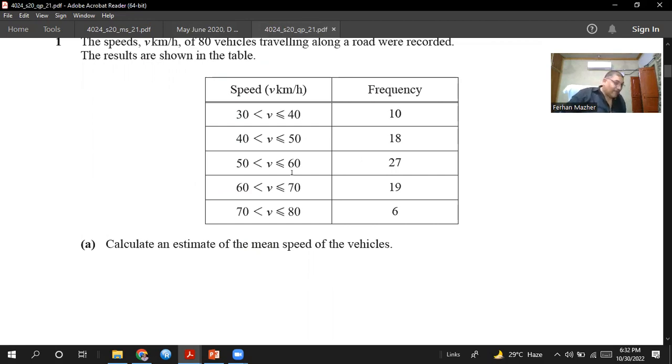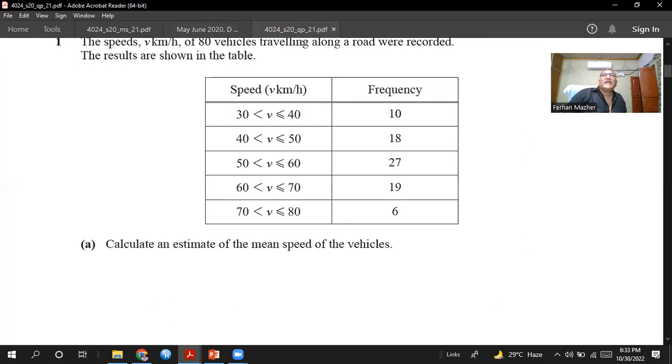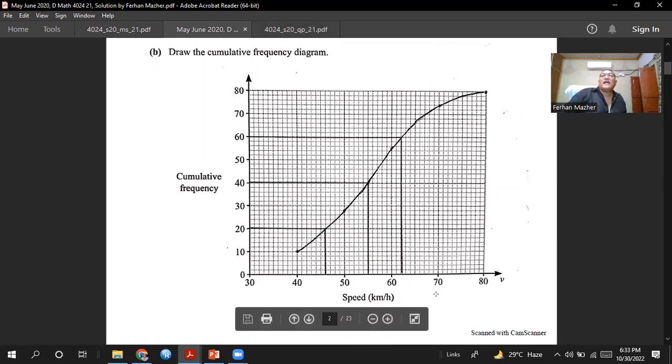So at 60, I will put a dot of 55. You can see I put a dot here. Then I will add the next frequency to the 55, so plus 19, and it will be 74. So at 70, I will put a dot of 74. You can see I put a dot here.